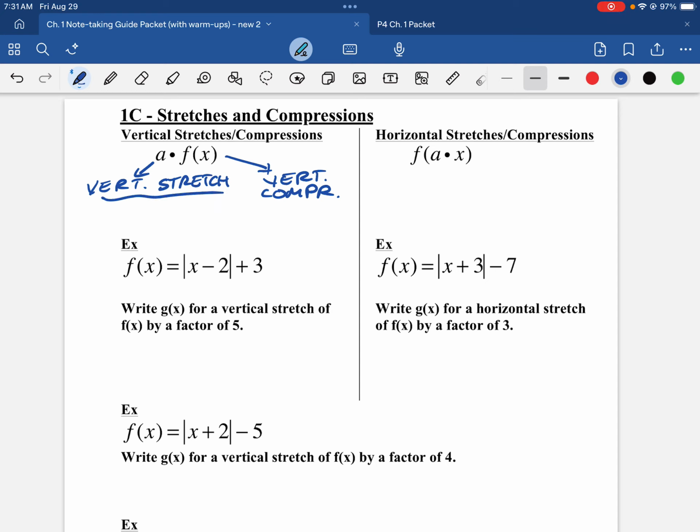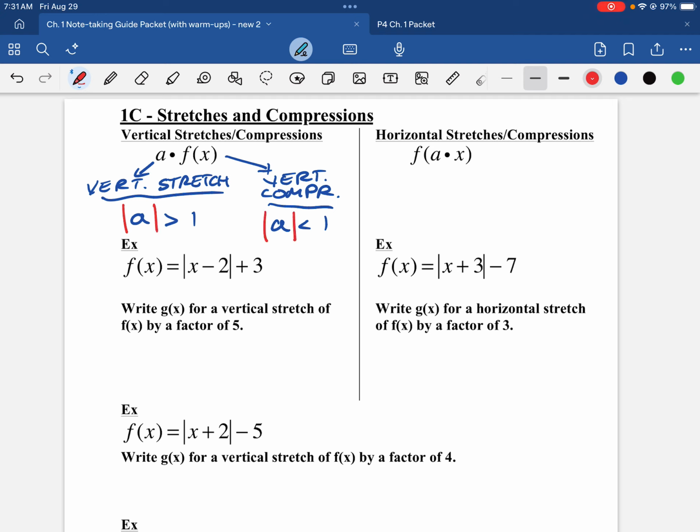Okay, and the way you can tell if you're getting a stretch or compression just by looking at a function is the value of the a. So if the a value is greater than 1, that would give us a stretch. If the a value is less than 1, then that's going to give us a compression. Now technically, it's the absolute value of a in both of these cases that is greater or less than 1.